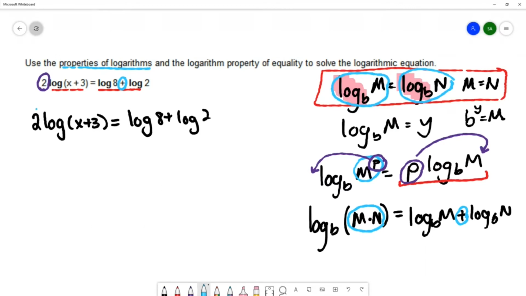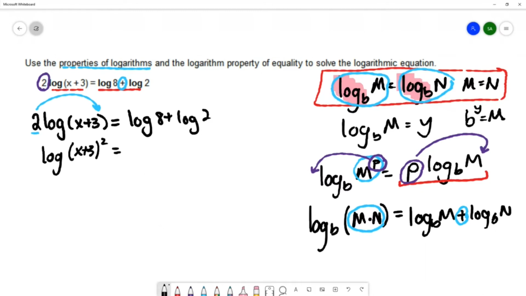So we'll use that power rule for logarithms to move that coefficient of 2 into the power. So the left-hand side becomes log of x plus 3 squared.